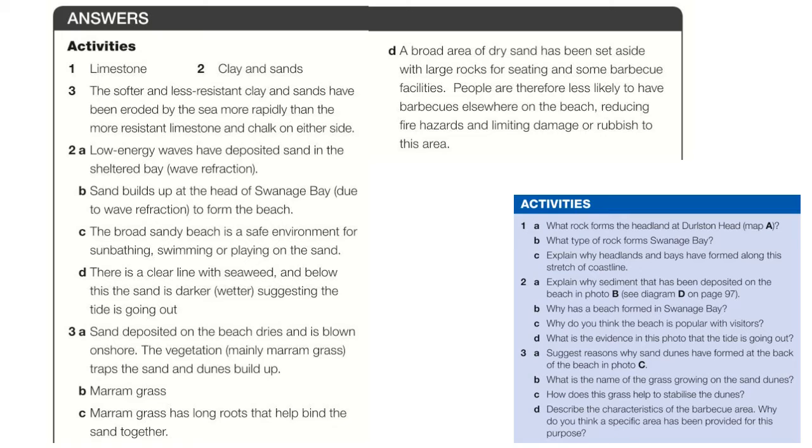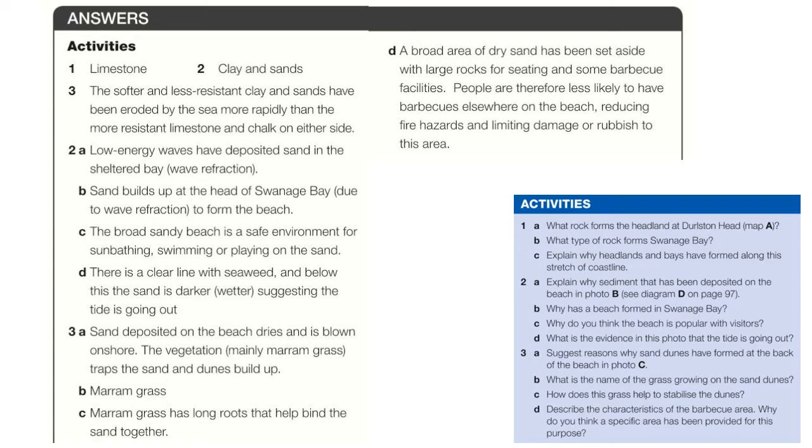2C, the broad sandy beach is a safe environment for sunbathing, swimming, or playing in the sand. That's why the beach is popular with visitors. 2D, evidence that the tide is going out is the clear line with seaweed. Well done if you noticed that. And below this, the sand is darker, suggesting the tide is going out. That's really encouraging you to look super carefully at photographs. So well done if you got that right.